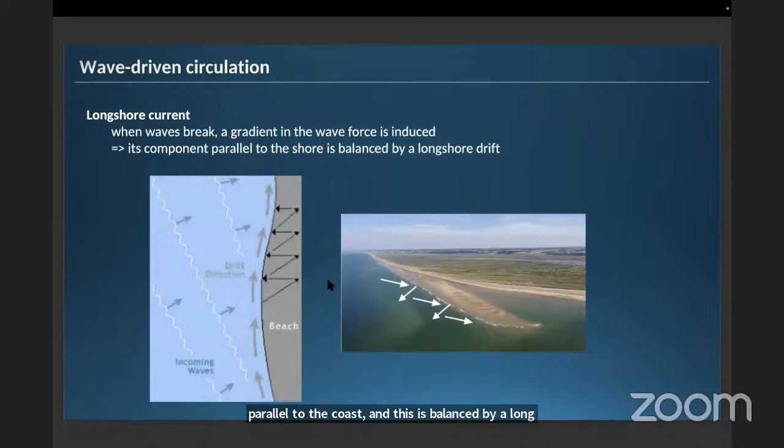You have an example of the impact of such a drift on sediment transport in the picture over there. If you have a typical incidence angle of the waves, this longshore drift can transport some sediments, and you can create this sand tongue, for example, as pictured here. So this is quite important also for sediment transport.